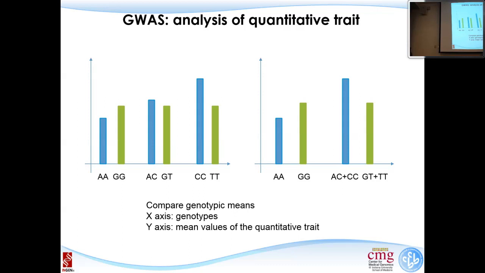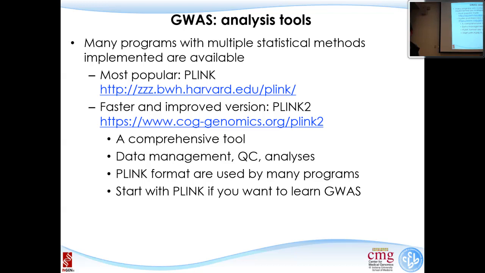There are many tools, software, and programs you can use to do GWAS analysis. I only want to talk about this one called Plink. They also have a faster and improved version called Plink 2. This is a very comprehensive tool you can use for data management, QC, and performing analysis. Because it is so user-friendly and easy to use, and was developed almost at the same time as the first GWAS, its file format is actually a standard for GWAS analysis. So if you really want to learn GWAS, start from Plink.